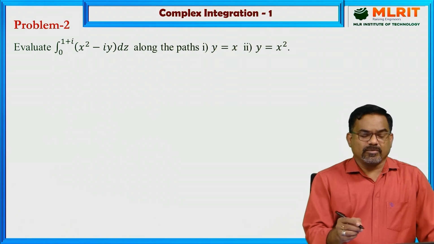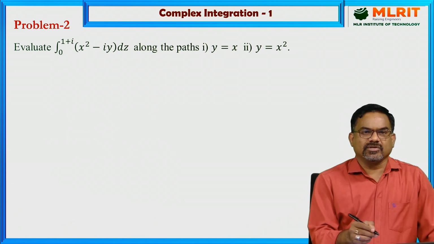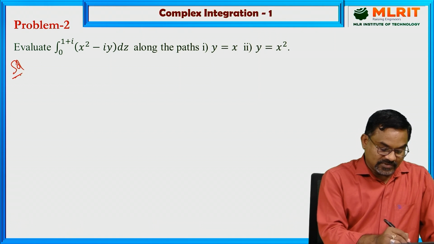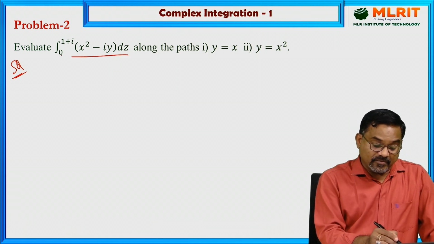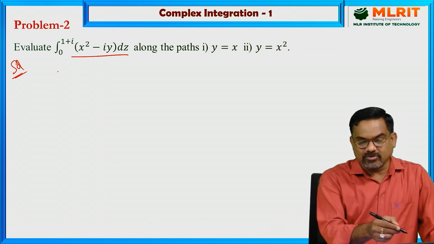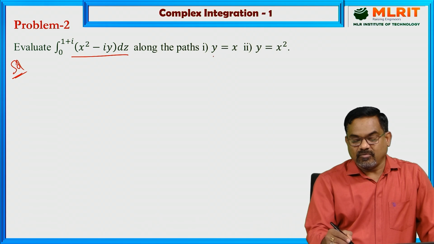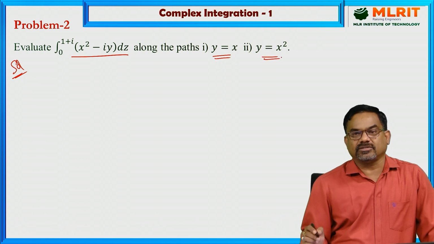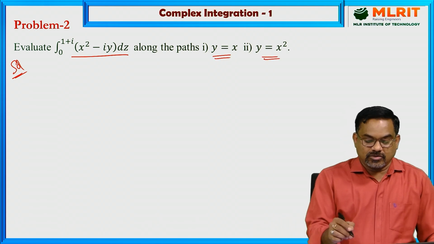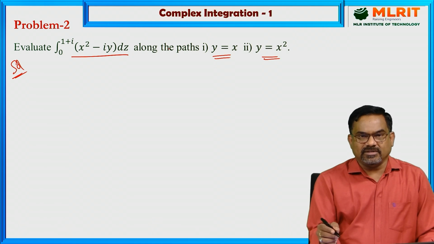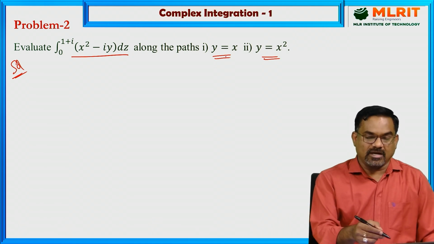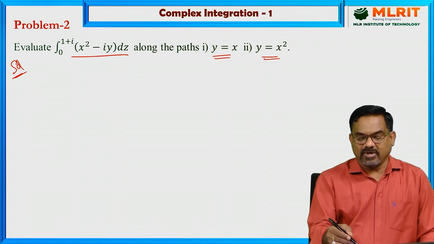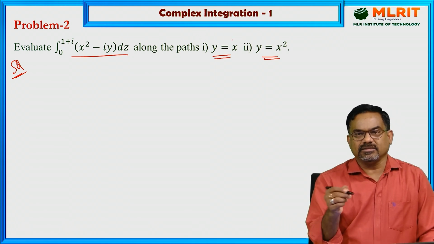Now let us solve one more problem on the line integral of a function of complex variable. Here evaluate the integral of x square minus iy dz where the limits are 0 to 1 plus i, meaning z1 to z2, along the paths y equal to x, a straight line, and y equal to x square, a parabola. So here two different paths are given, so we need to evaluate this line integral in both cases. We solve the problem in two different cases, one by one: first along the straight line and then the parabola.